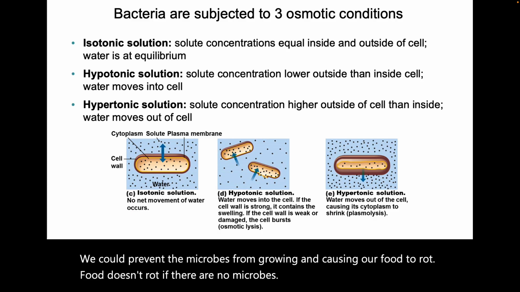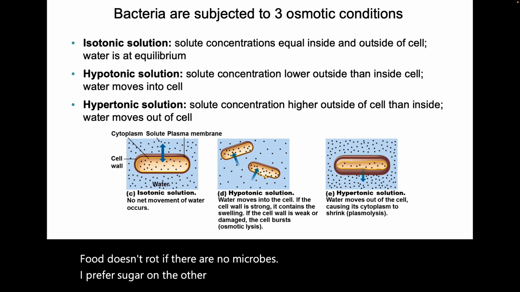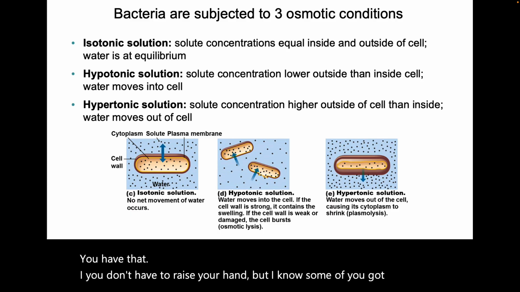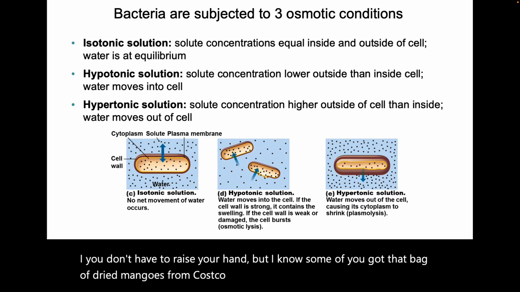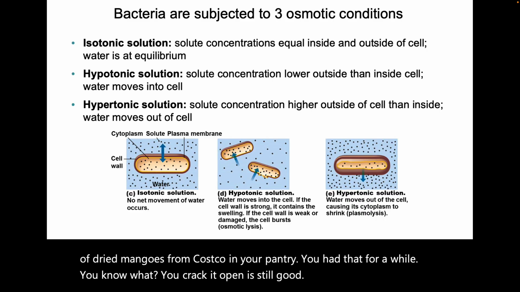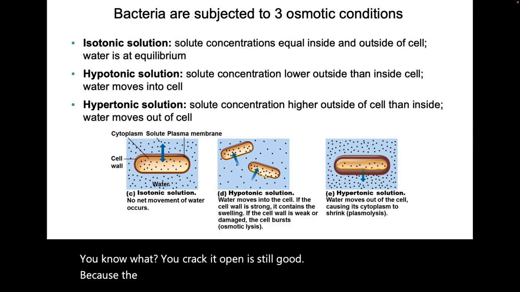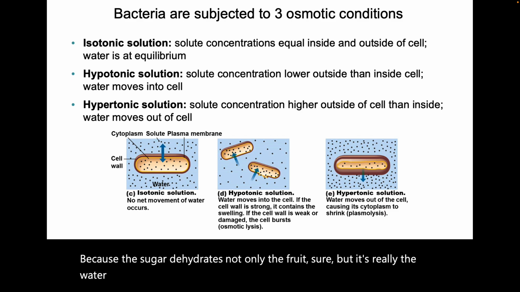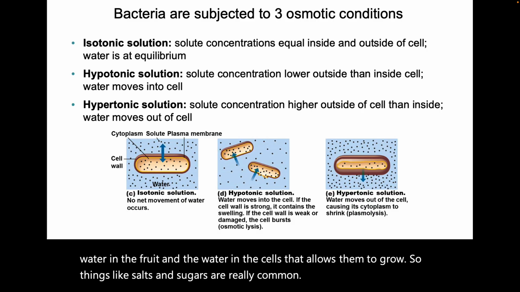I prefer sugar, on the other hand. I like sweets. Dried fruits. You don't have to raise your hand, but I know some of you got that bag of dried mangoes from Costco in your pantry. You had that for a while. You crack it open, it's still good. Because the sugar dehydrates not only the fruit, but it's really the water in the fruit and the water in the cells that allows them to grow. So things like salts and sugars are really common for food preservation.